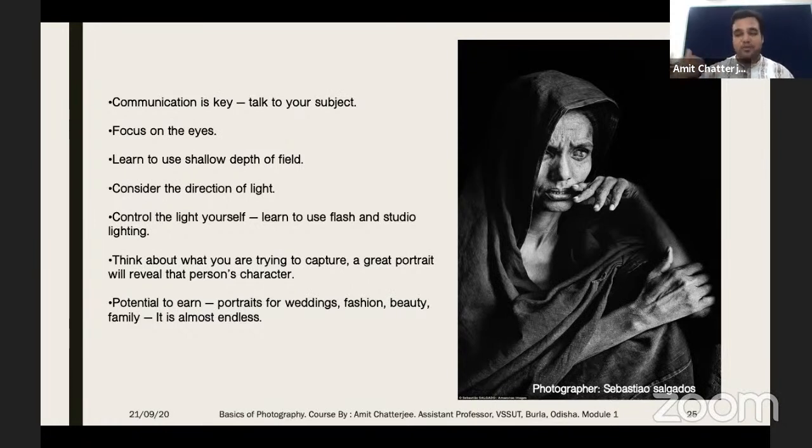It is clicking the photograph of a person in their true original form, where she or he is not posing for the photograph but is in their own comfort zone, and you're taking the photograph to showcase their inner self.